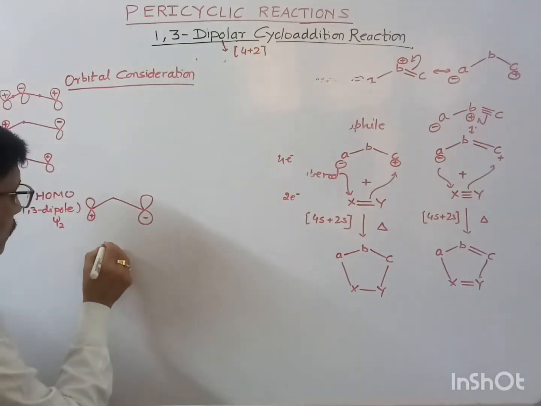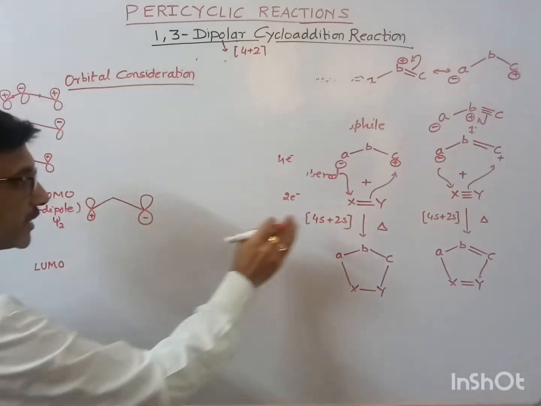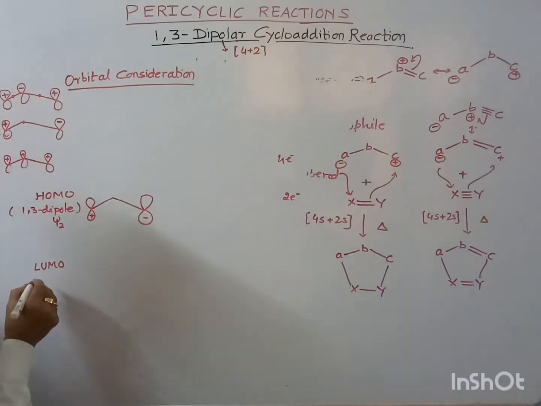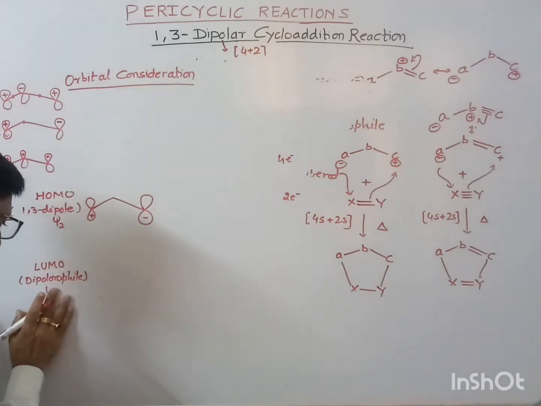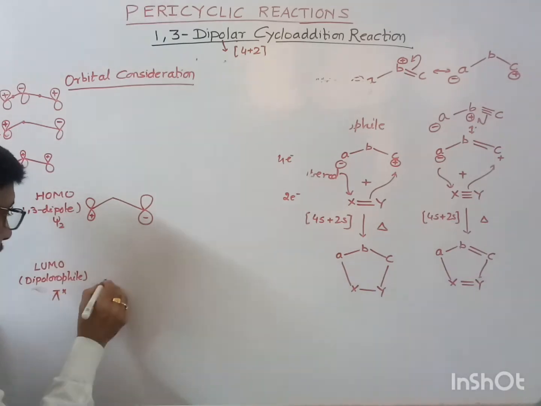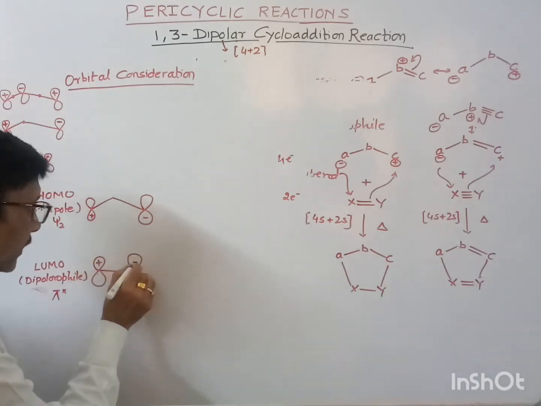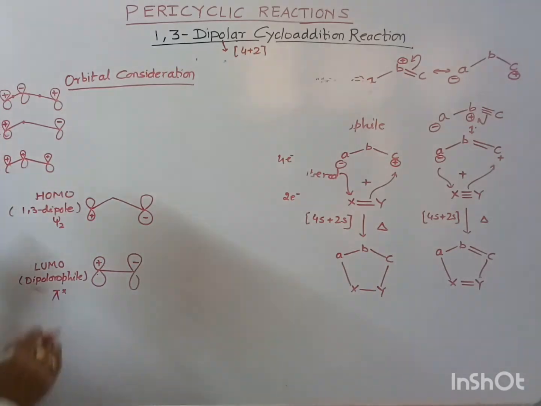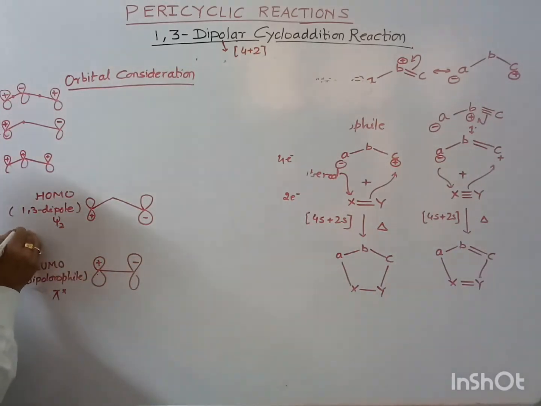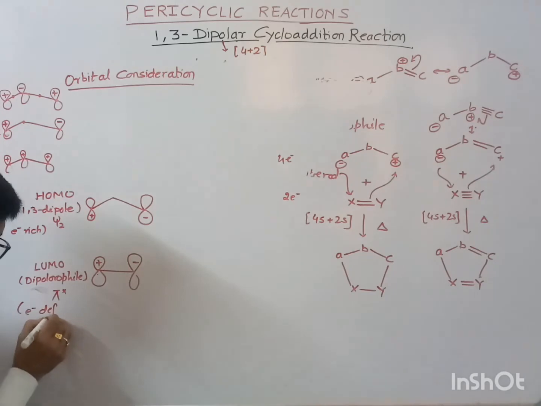Okay, next one is the LUMO, that is for the dipolarophile. The dipolarophile has the LUMO, and suppose this is pi star. So pi star is the LUMO over here, with a plus sign and a minus sign. Now because this is a HOMO, no doubt it will act as an electron rich component, and this is the electron deficient component in this case.